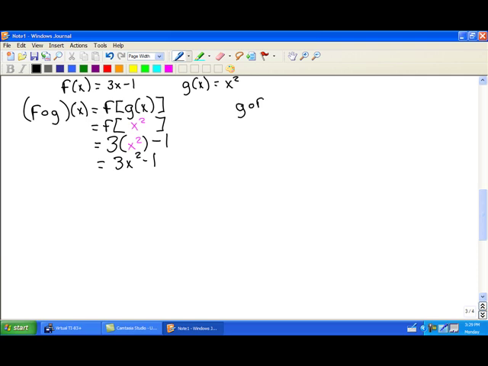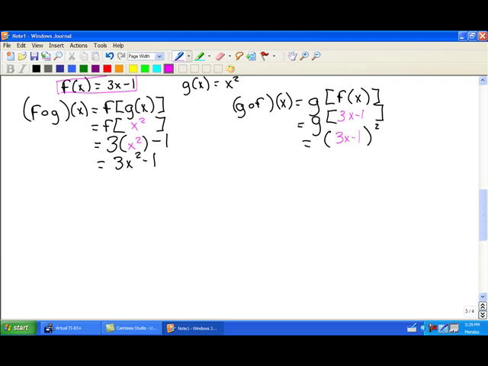Going backwards, the g composed with f of x will give us a different answer because the g is on the outside and the f is on the inside. You're going to replace the inside function. So in this case, instead of the f of x, we're going to replace it with how f of x was defined as 3x minus 1. And that becomes the x for the g function. The g function tells us to take our x and raise it to the second power. And the x that we're actually going to raise to the second power is the binomial of 3x minus 1. Now we need to clean that up.